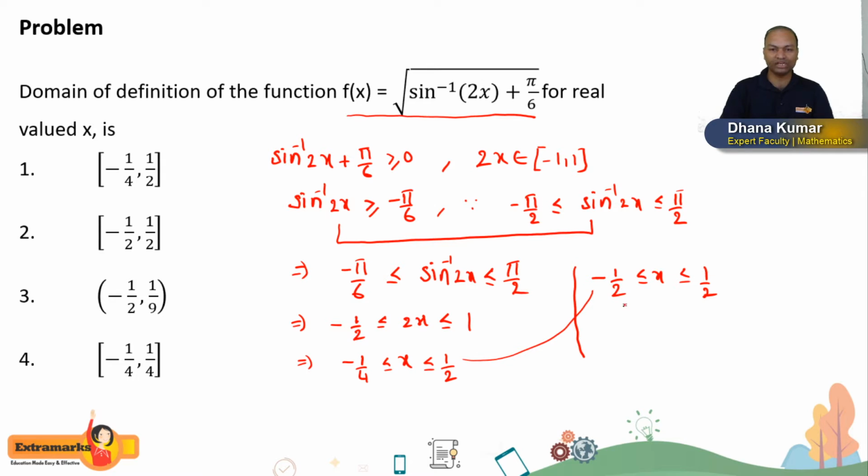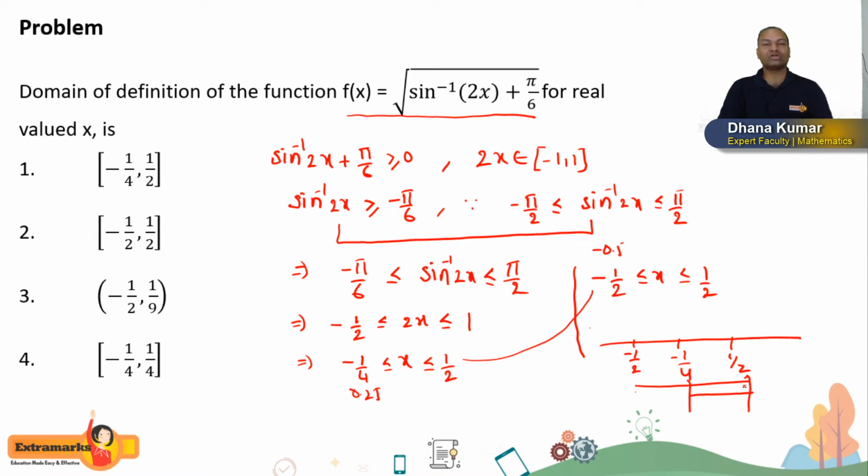Common area means simple. If you write all these values on a number line, you can understand very easily. Minus 1 by 2, 1 by 2 value is 0.5, 1 by 4 is 0.25. So plot those values on the number line in increasing order. Increasing order means starting with the least value, which is minus 1 by 2. Then minus 1 by 4, then 1 by 2. Correct? So this part range is here to here, and this part range is here to here. So common area means minus 1 by 4 to 1 by 2. That's why the first option is correct.